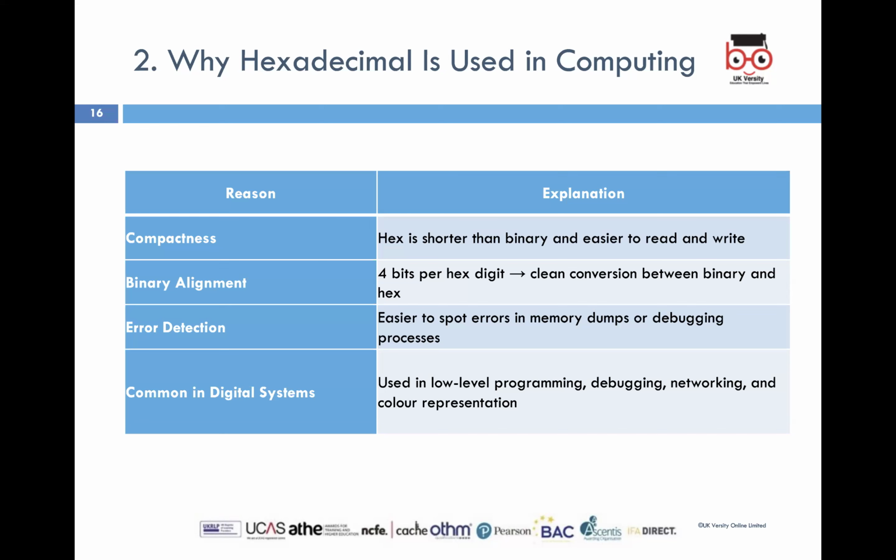Why is hexadecimal used in computing? Compactness: hex is shorter than binary and easier to read and write. Binary alignment: 4 bits per hex digit, giving clean conversion between binary and hex. Error detection: it is easier to spot errors in memory dumps or debugging processes. It is common in digital systems, used in low-level programming, debugging, networking, and color representation.